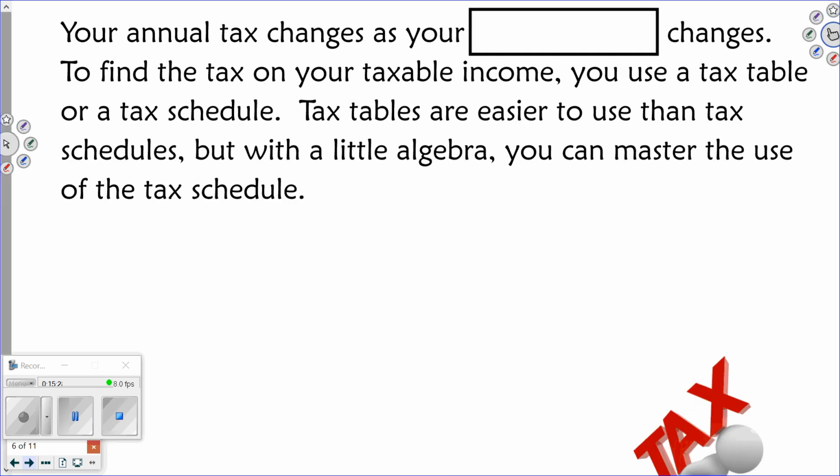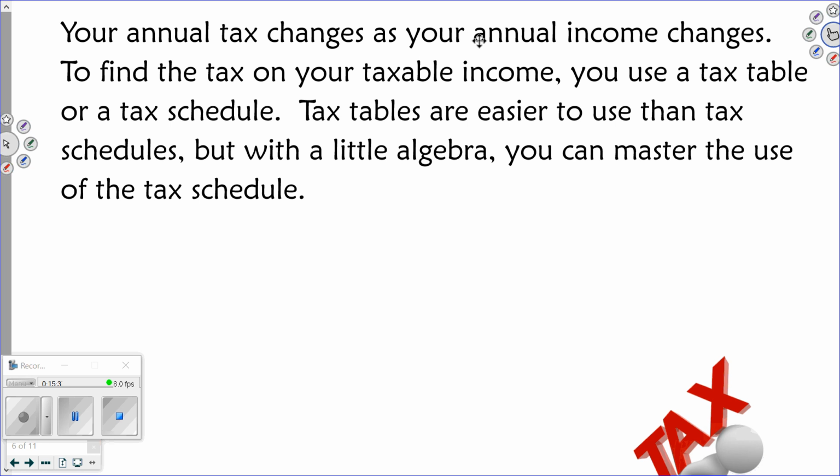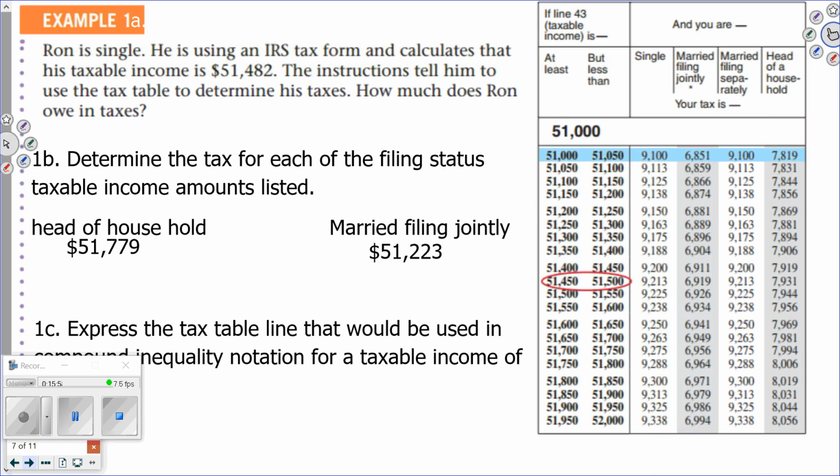All right, your annual tax changes as your annual income changes. To find the tax on your taxable income, you use a tax table or a tax schedule. Tax tables are easier to use than tax schedules, but with a little algebra, it's really not much algebra, I call it adding and subtracting, you can use the tax schedule, and we're going to practice using those today. Okay? All right. Here we go.